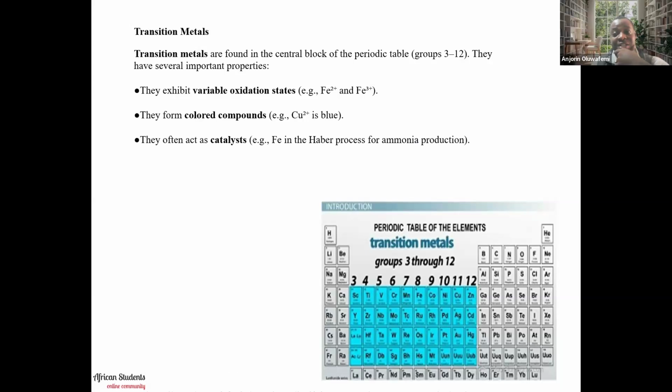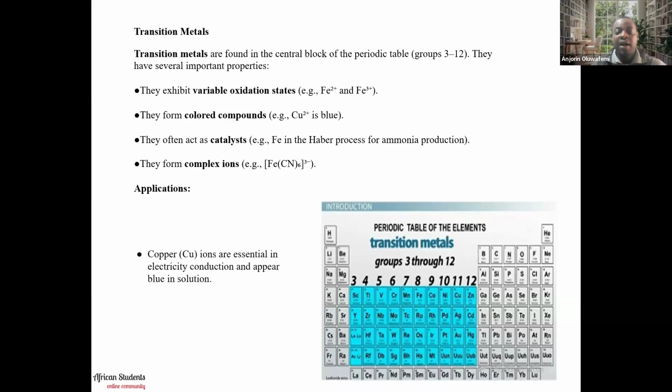Even nickel, in the hydrogenation of oil, they often act as catalysts, and they form complex ions. Some of the applications include copper ions, which are essential in electricity conduction and appear blue in solution. Most of the electrical components that we have are even made of copper.